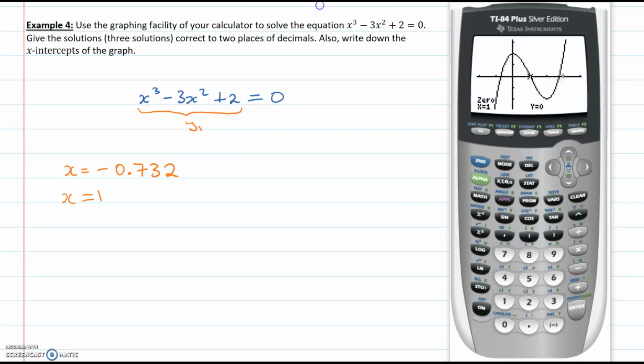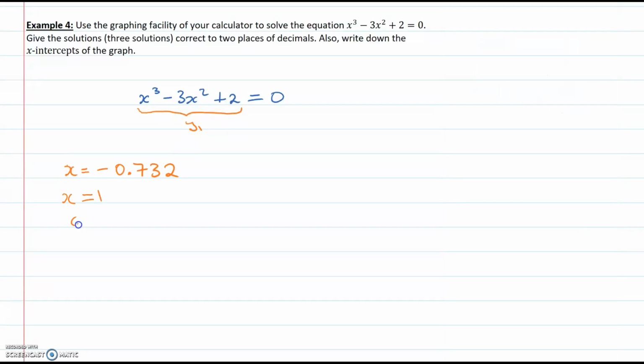Now we have one more zero to get. It's right here. Let's repeat the same process: second, calc, and number 2, zero. Zeros are what we're looking for when we want to find where it crosses the x-axis. Move over to the point we're interested in, but remember, we must stay on the left of it. Move to the left a little bit, hit enter. Now it's telling us to move to the right of it. Move to the right a little bit, hit enter, and hit enter one more time, and we get 2.732. So x equals 2.732.